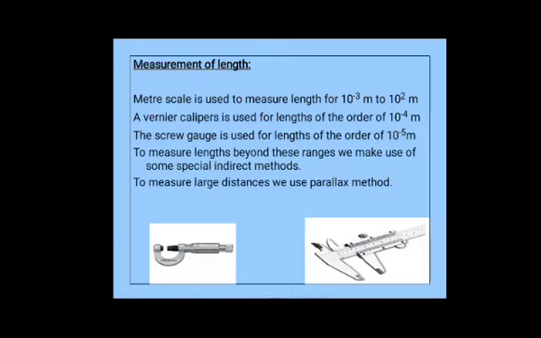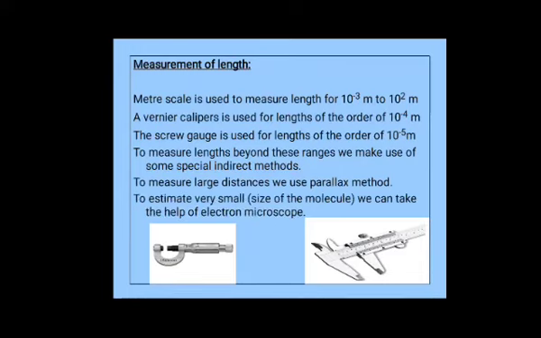To measure lengths beyond these ranges, we make use of some special indirect methods. Means instruments we won't use, but using some indirect method we can measure the length. Say you want to measure the distance between two stars or two planets, then you cannot take the help of a meter scale. That time you have to take the help of a method. That method is called the parallax method. So to measure large distances, we use the parallax method. This is a one mark question. To estimate very small sizes, that is the size of a molecule, we can take the help of an electron microscope.